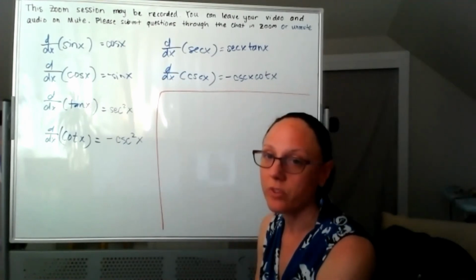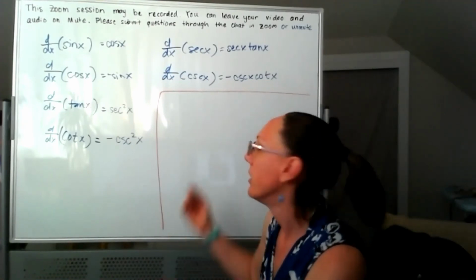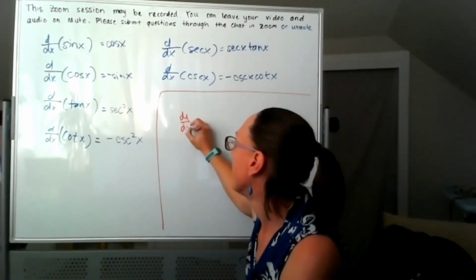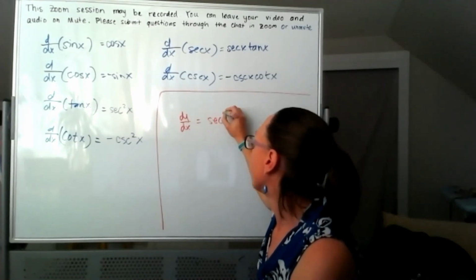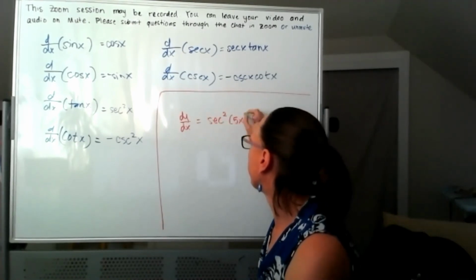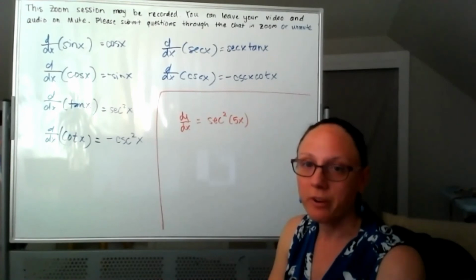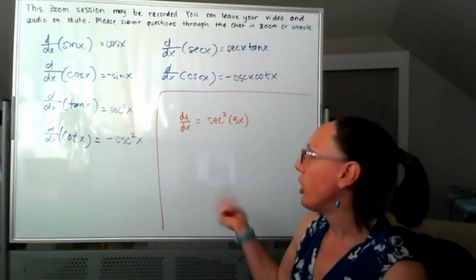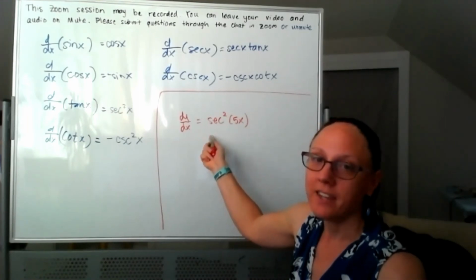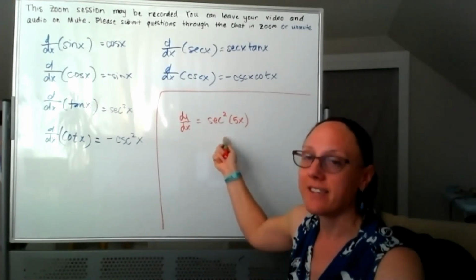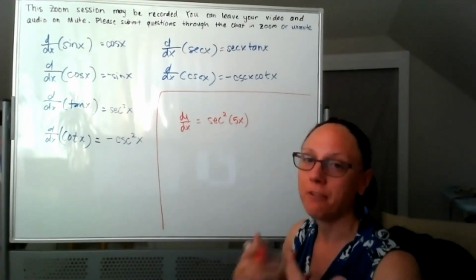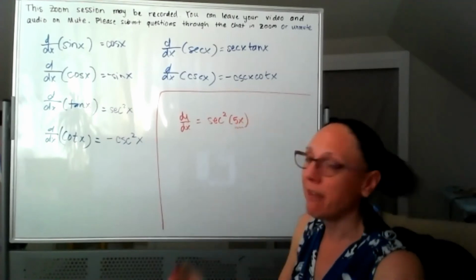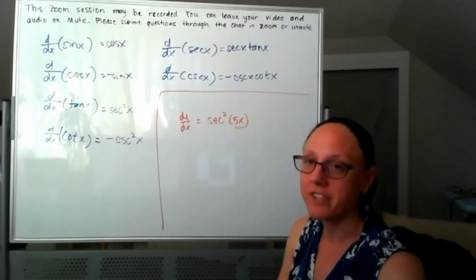What if I told you that the derivative of some function is secant squared of 5x? Then you need to be able to quickly recognize that secant squared is the derivative of tangent. So that must be the base function that we're working with. But that 5x inside, we're also going to have to take care of.